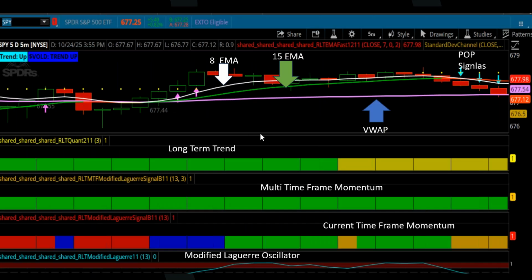Okay, so this is what the SPY Super System chart looks like. As you saw before this, over to the left-hand side, there will be scanners, but I enlarged it so you can see what's going on here. All right, so this is a 5-minute chart of the SPY.